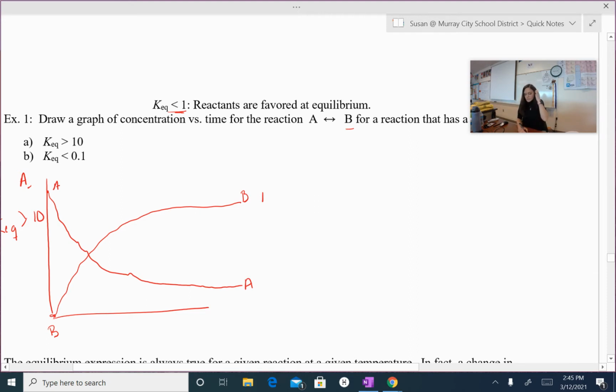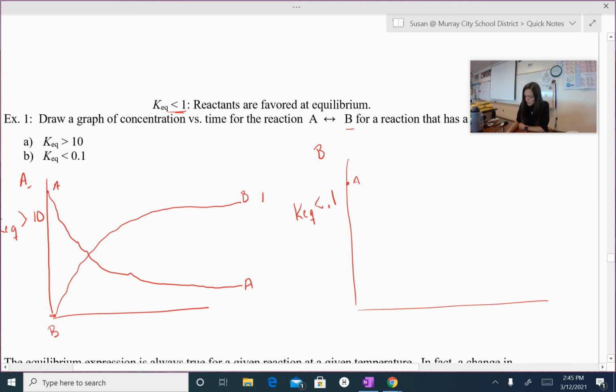Okay, let's look at scenario B, where our equilibrium constant is less than 0.1, which means we're going to have a lot of reactants, not a lot of products. So draw your curve, take a minute, and see if you can compare. So I'm going to put B here, and if my equilibrium constant is less than 0.1, how do you draw it?